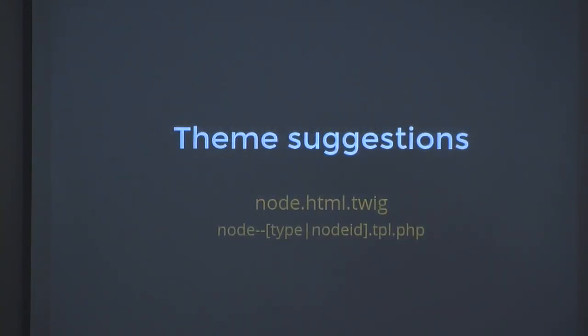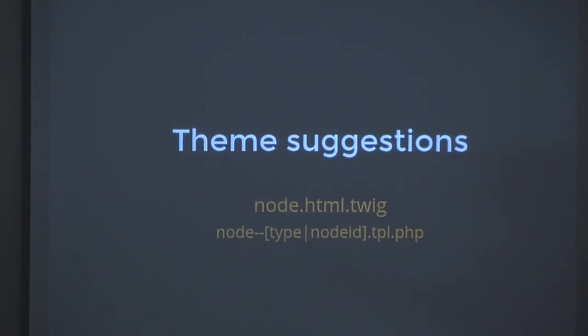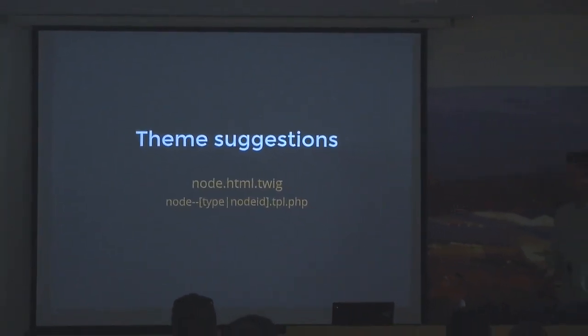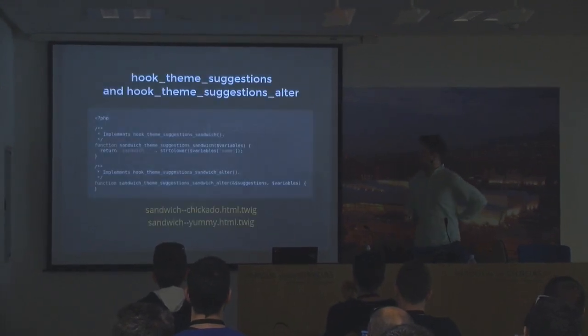If you don't know what theme suggestions are, here's a good, very well-known example, which is the node template. You're able to override that with the node--node-type template. Oops, that's PHP. You don't have to care about that. It's supposed to be Twig. Anyway, you can override the node base template specifically for a node type or a node ID. In Drupal 8, there are actually even more ways than that, but this is what most people recognize.